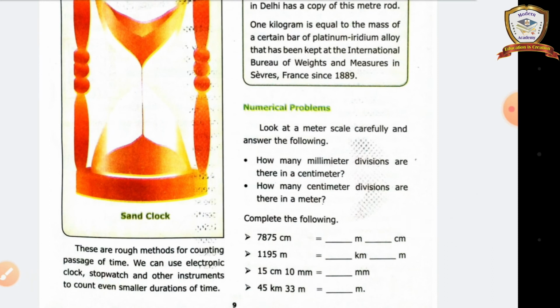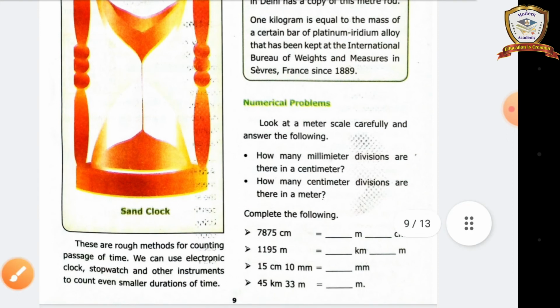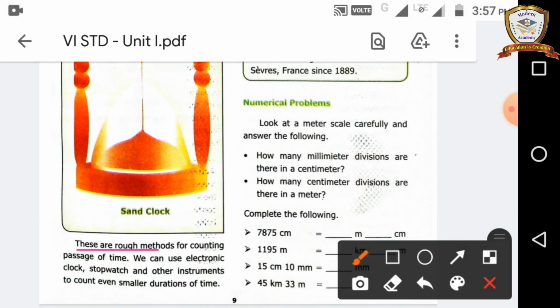Then last one, numerical problems. In numerical problems already we have discussed everything in your theory class also. Okay, here also one more paragraph is there. These are rough methods for counting passage of time. We can use electronic clock, stopwatch and other instruments to count even smaller durations of time.